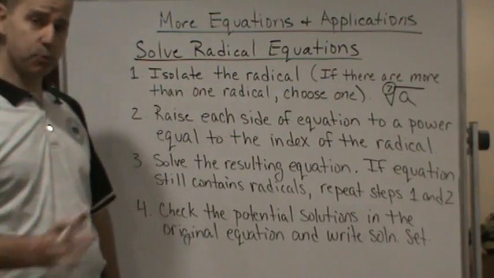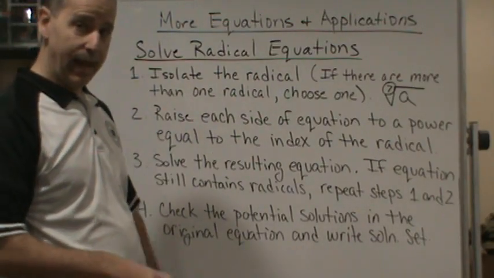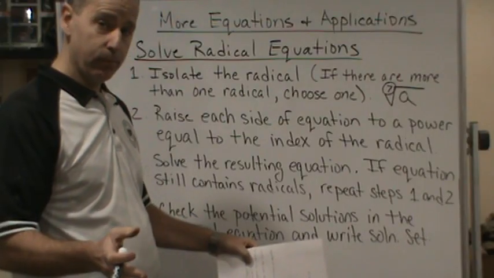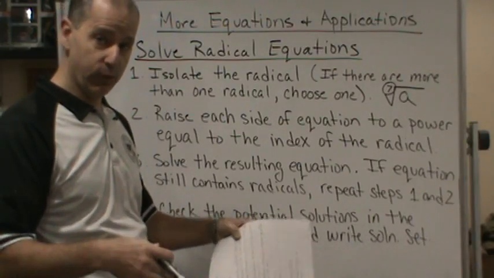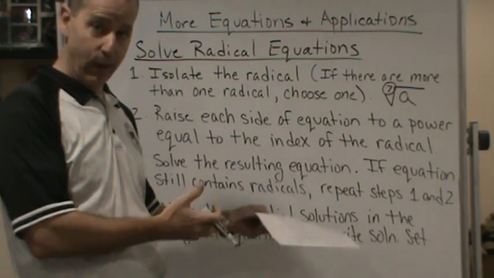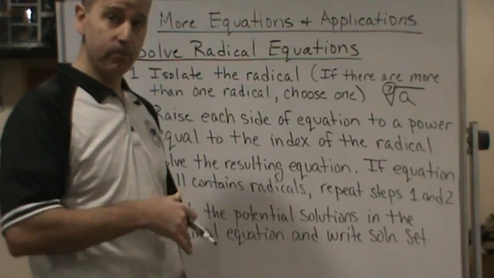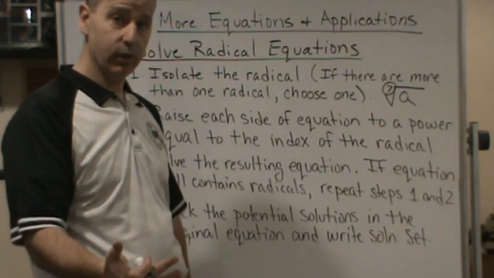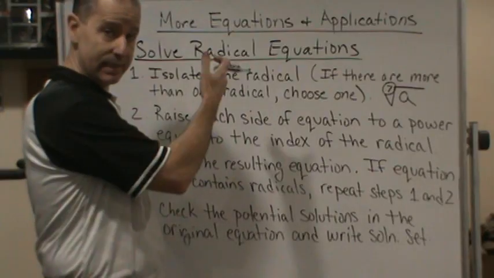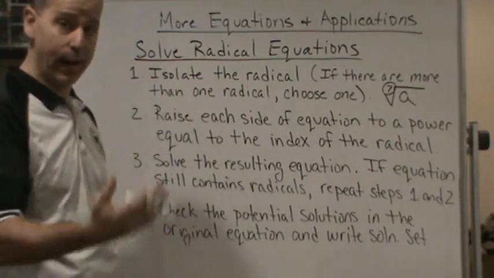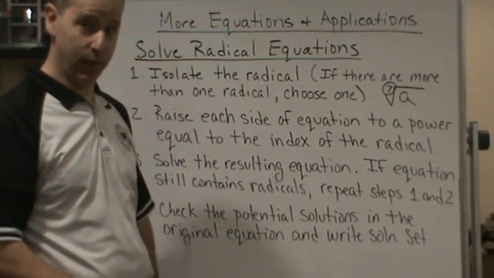At this point, after you've raised both sides and effectively gotten rid of that radical on one side, if there are other radicals, all you would do is repeat steps 1 and 2 until all the radicals are gone in the equation.